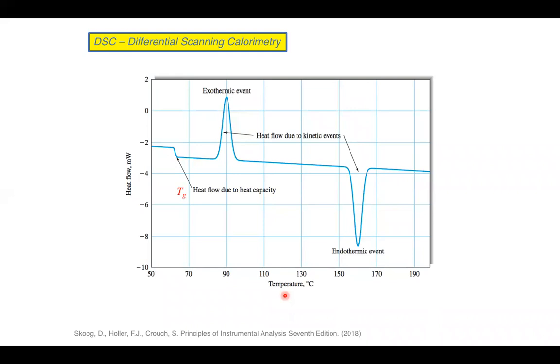So DSC, we can look at different thermal events. Usually a peak which is positive, at least compared to the baseline, is going to be due to an exothermic event. Any negative peaks or troughs are going to be endothermic events. Here we have our glass transition temperature, which is a change in the material from an amorphous type material to a glassy type material. These heat flows are due to different kinetic events. So the exothermic event may be crystallization, and the endothermic event may be melting.